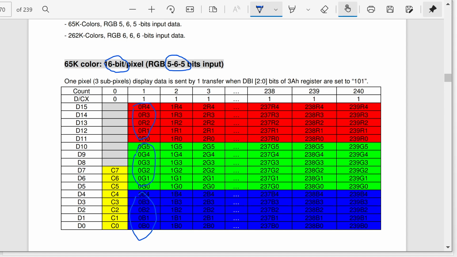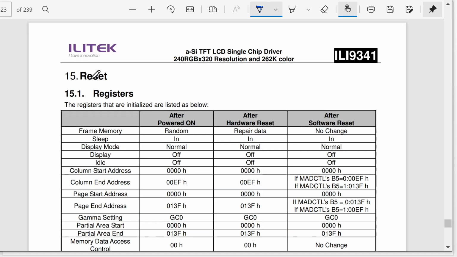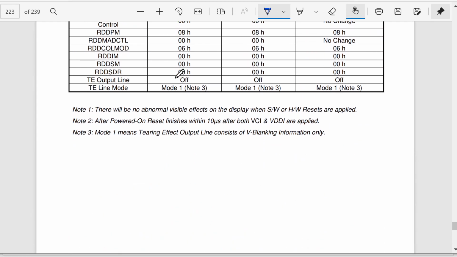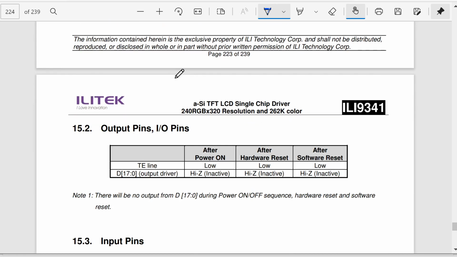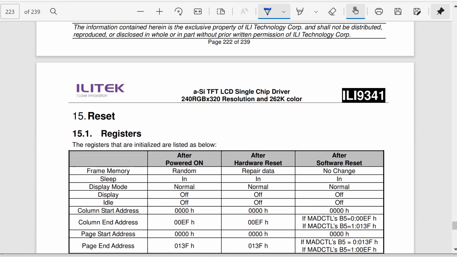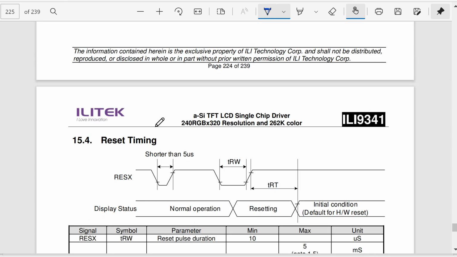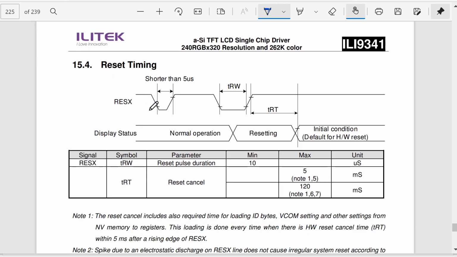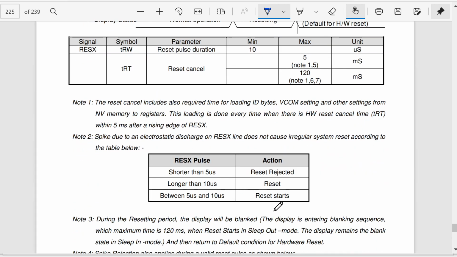Okay, so next we will discuss a little bit about the timing. The timing is here. Next will be the reset. The reset is here. This is the reset. The most important thing here is the reset timing. Okay. We need to pay attention to this one.